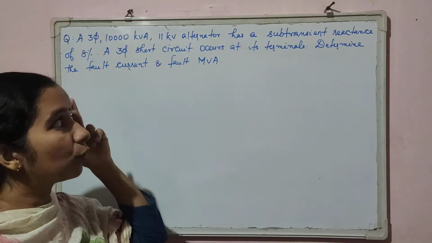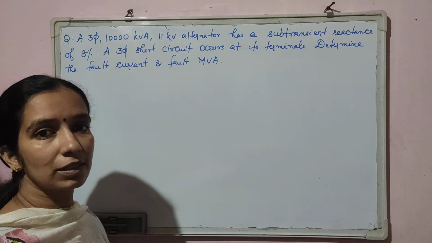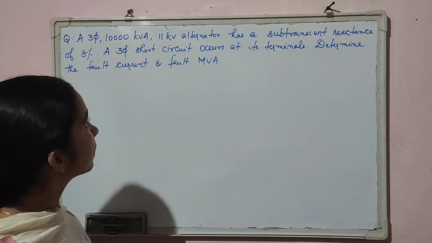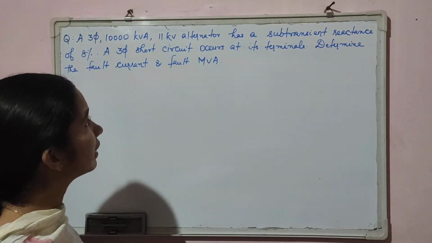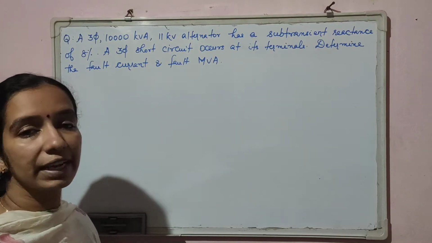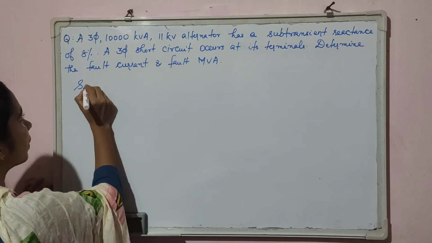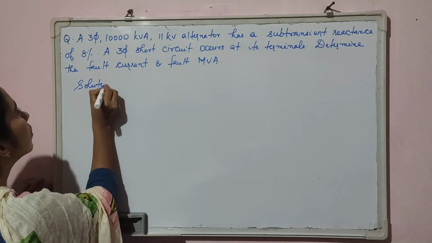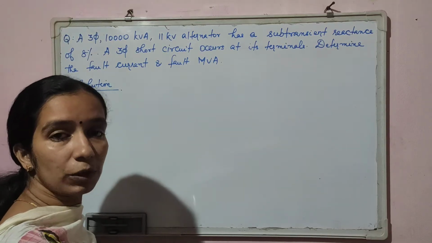So, a three-phase fault is occurring at the terminal of a particular generator. That means a symmetrical fault. The ratings of the generator are given and we have to find the fault current and fault MVA. Okay, so let us solve the problem. We have to calculate the fault current.